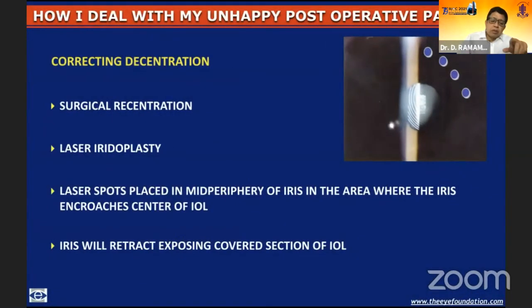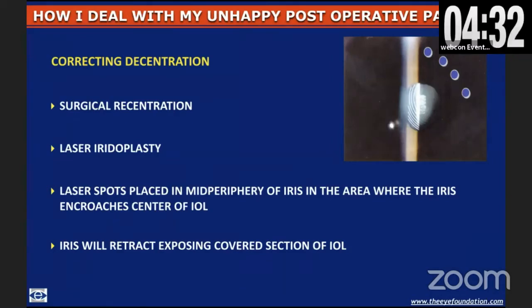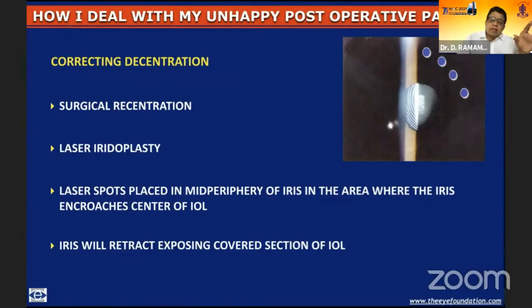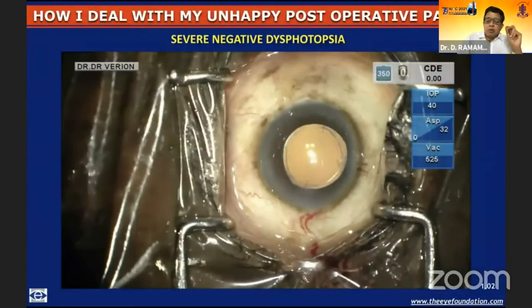It's possible, laser hydroplasty has been suggested. I've done it in just two patients, with too much pigment dispersal. Generally, it's not very comfortable for the patient, but it's rotation of the lenses which I more often do. And if at all, it's possible to recenter the lenses by rotating them.